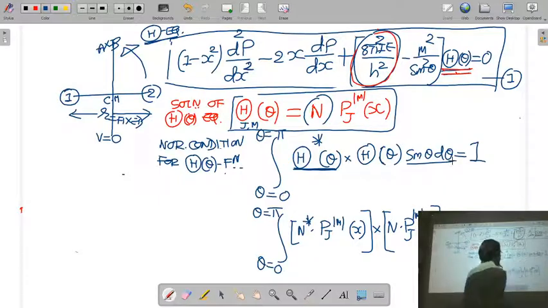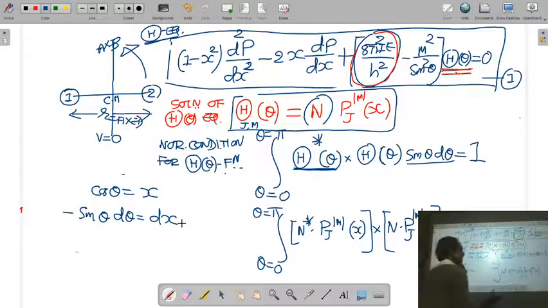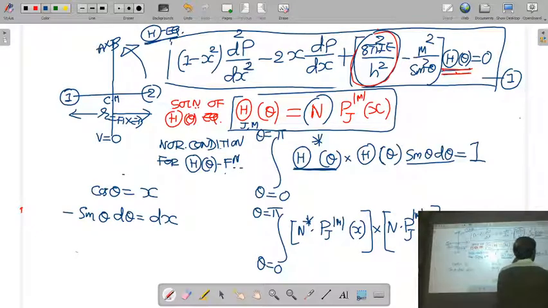Now sin theta d theta. As you remember, we have made the substitution cos theta is equal to x. If you take the derivative on both sides, then the derivative of cos theta will be minus sin theta d theta is equal to dx. Taking the differentiation of both sides, we get minus sin theta d theta equal to dx. So sin theta d theta is equal to minus dx.